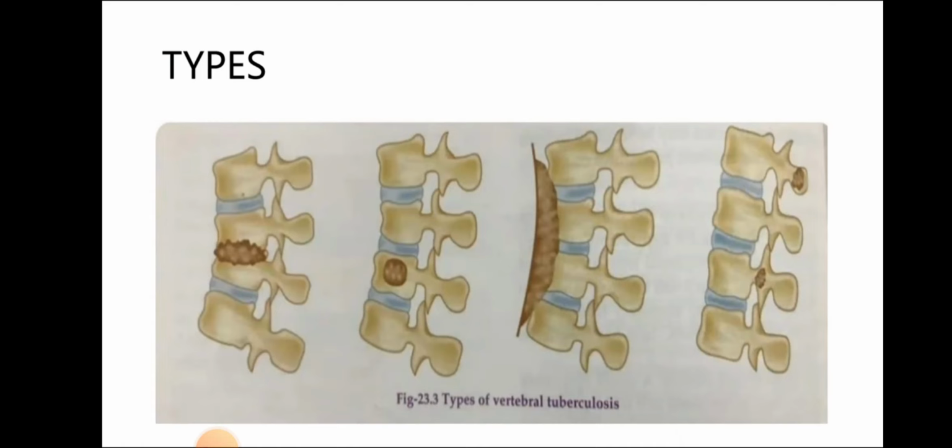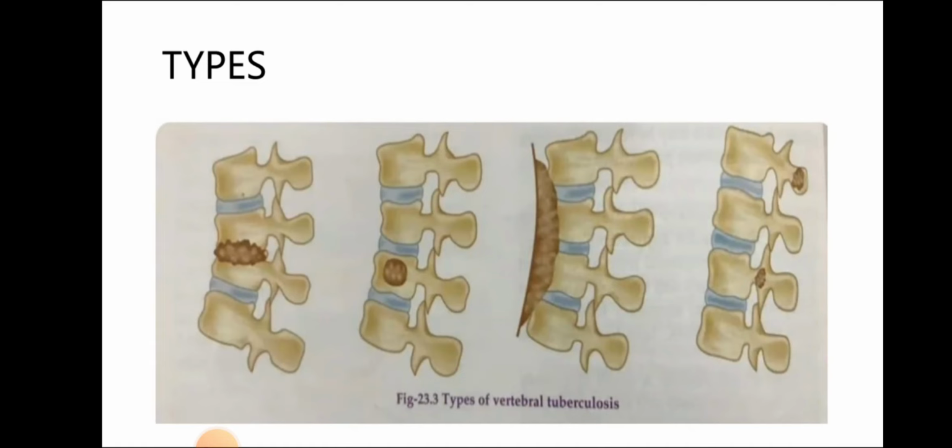And next, in the central type, the body of the single vertebra is affected, and that will lead to early collapse of the weakened vertebra. A single vertebra is involved and its body is affected in this central type of vertebral tuberculosis. There will be collapse of the weakened vertebra, and the nearby disc will be normal in this condition.